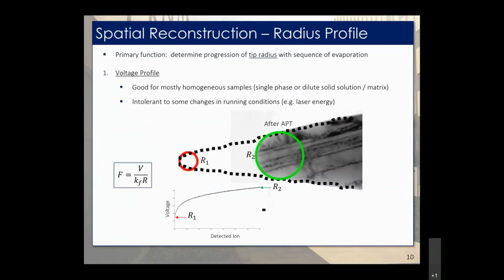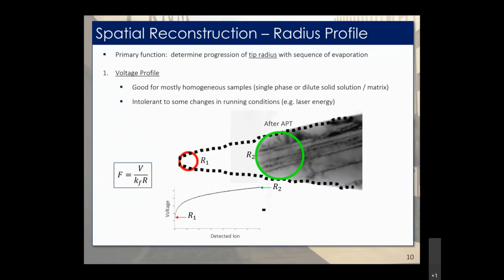Now, this is a fairly good assumption if you have a homogeneous sample, for example, a single phase or a dilute solid solution that is running well, kind of well behaved, doesn't run through many defects, and also a case where you're not doing a lot of changes in running conditions. So, for example, not imparting a large laser energy or changing those parameters too much. In which case you can still assume that you'll be at a constant field and that proportionality between the voltage and the radius will remain constant.